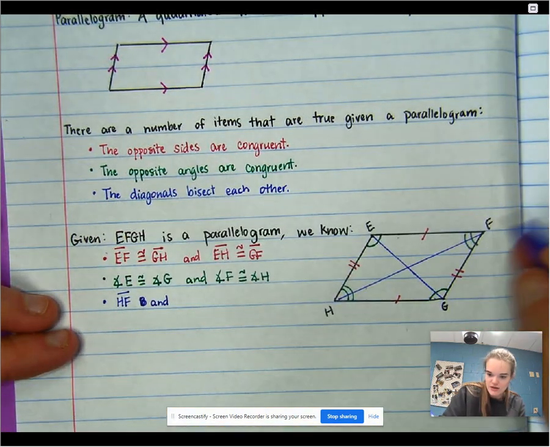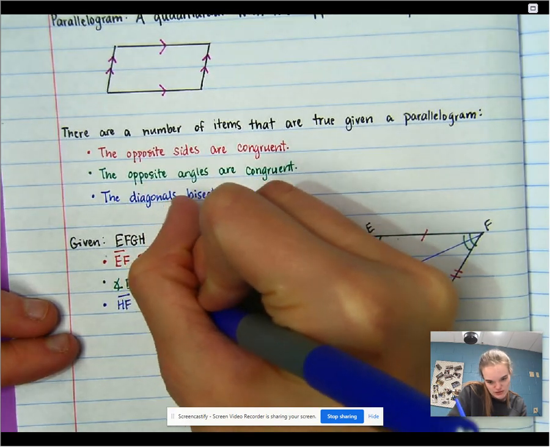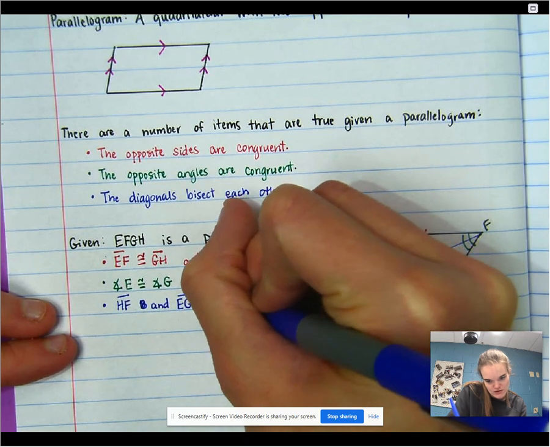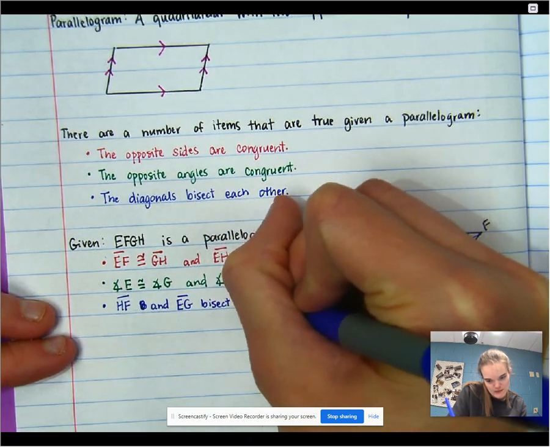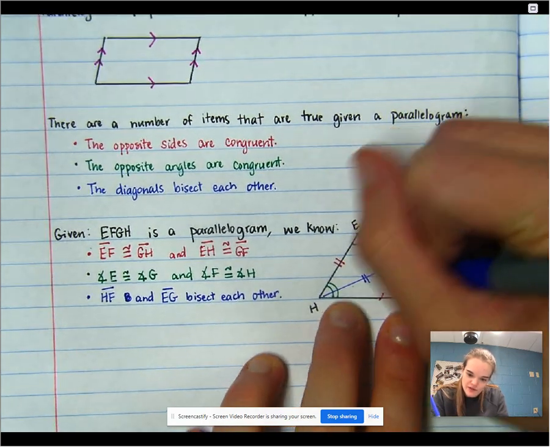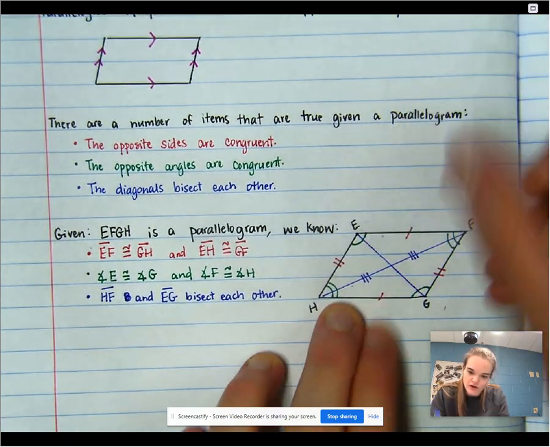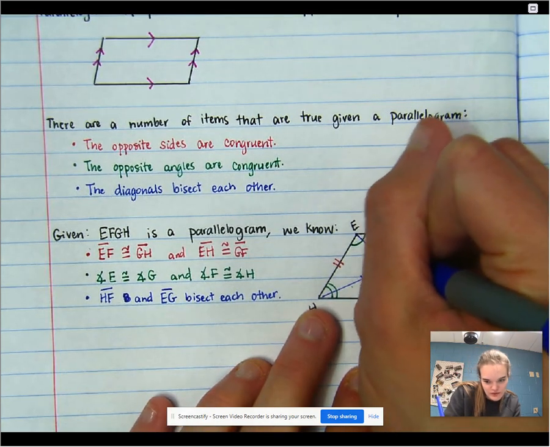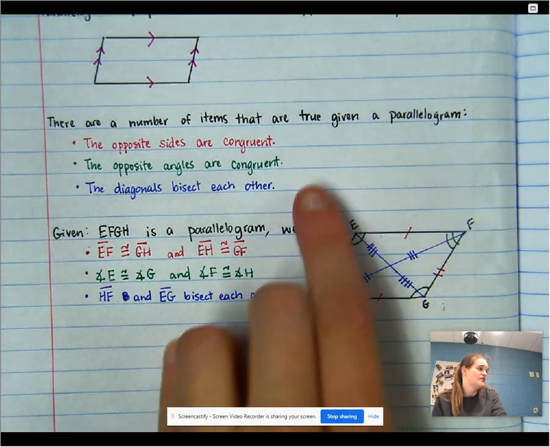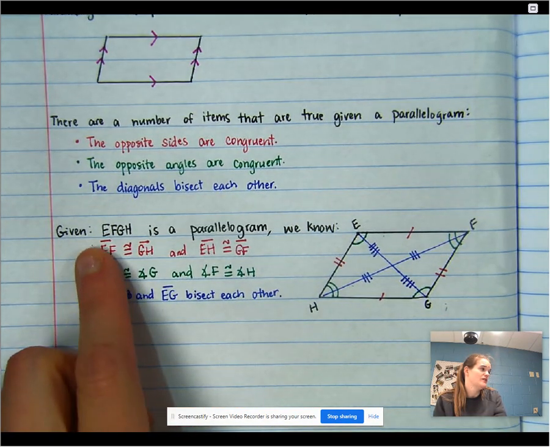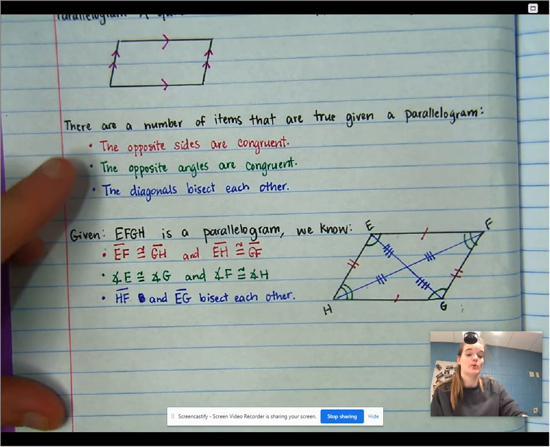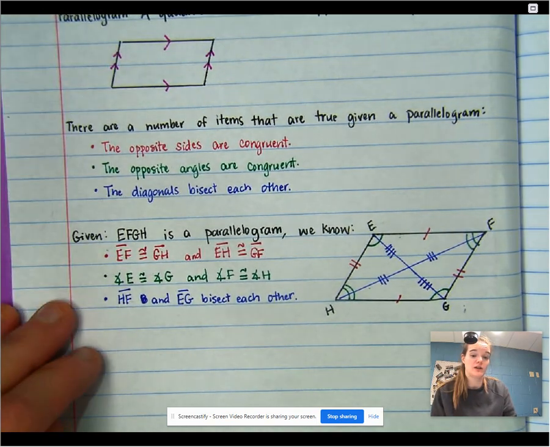And EG bisect each other. Meaning this piece and this piece are congruent, and this piece and this piece are congruent. This is everything we know if we are given that something is a parallelogram. Each of these, if I use them in the proof, is a property. This is the definition, okay?